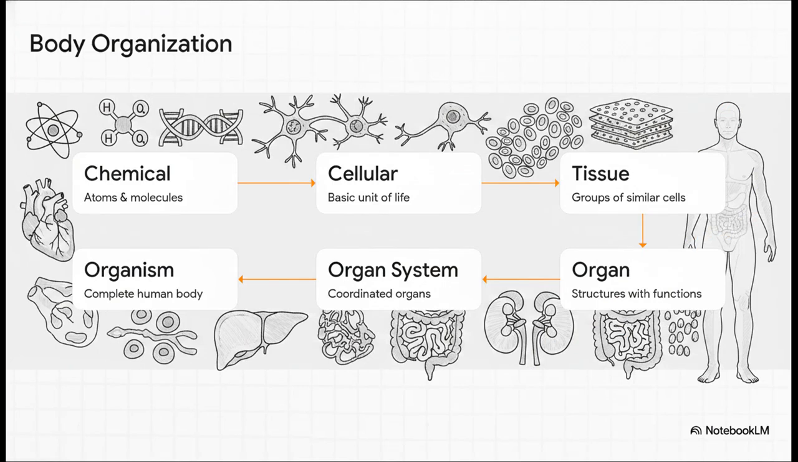Because the organization of your future patients happens in 6 incredibly distinct steps. We start at the chemical level with atoms and molecules, think H2O and DNA. Those come together to form the cellular level, the absolute basic units of life, like neurons. Then, groups of similar cells bind together to form tissues, like epithelial or connective tissue. Tissues then combine to create an organ, say the heart or the liver, which has a highly specific vital function. Coordinated organs create an entire organ system, like the cardiovascular system. And finally, all these systems integrate perfectly to form the complete organism, the living, breathing human body sitting in front of you in the exam room.